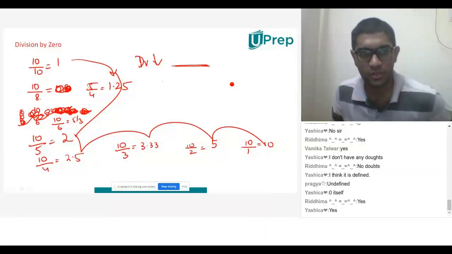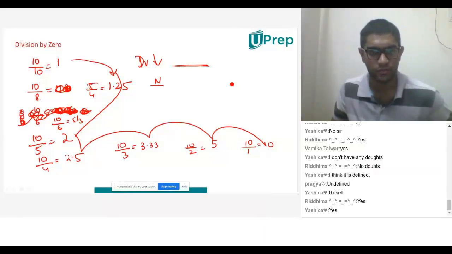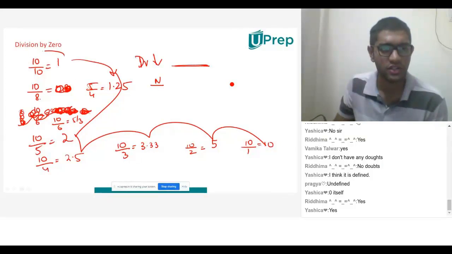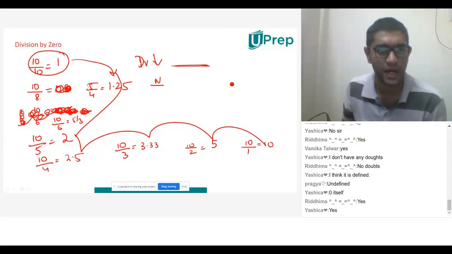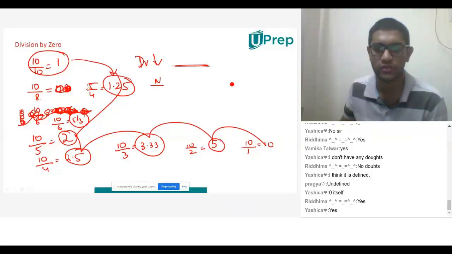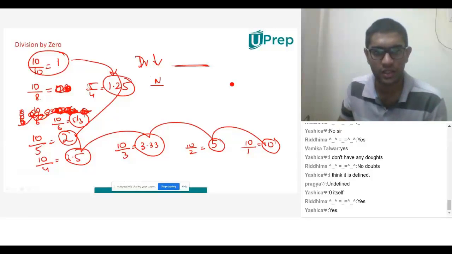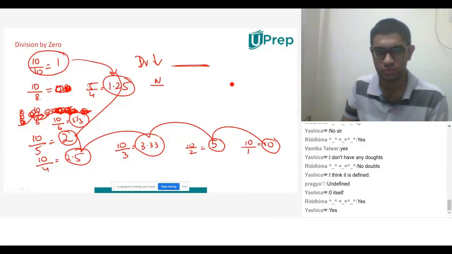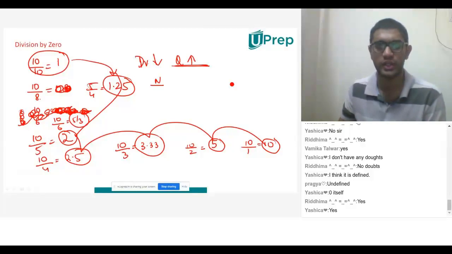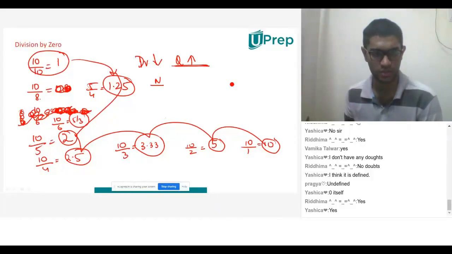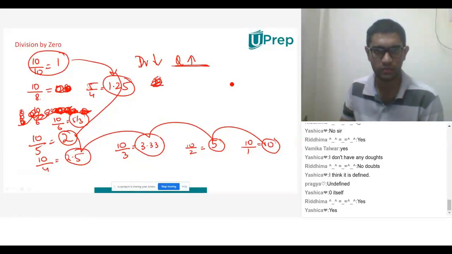Now, division by 0 is nothing else. Can you please repeat what you are meaning here? I've just written random numbers to see a pattern. 10 by 10 is 1. 10 by 8 is 5 by 4, that is 1.25. 10 by 6 is 5 by 3. 10 by 5 is 2. 10 by 4 is 2.5. 10 by 3 is 3.33. 10 by 2 is 5. 10 by 1 is 10. As I am decreasing the denominator, my quotient is increasing. Correct? Basic observation. Clear?